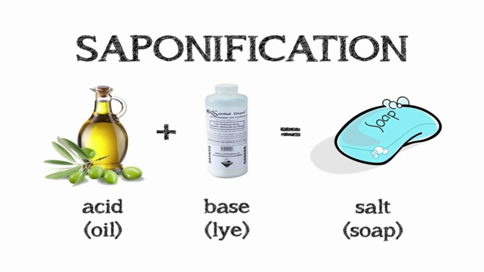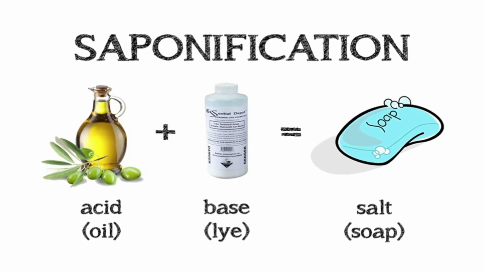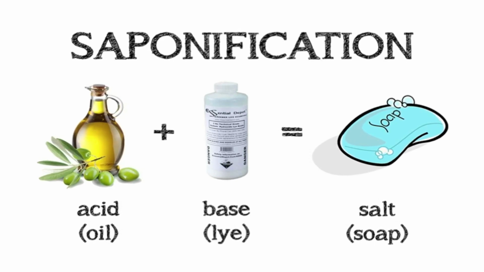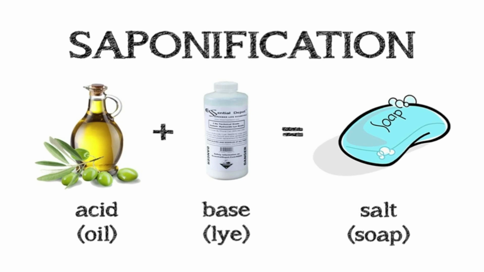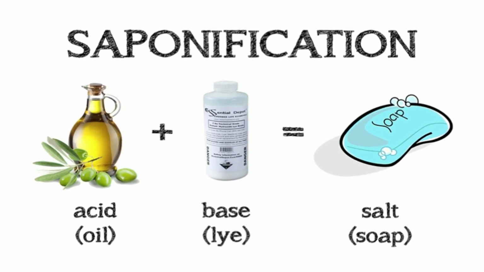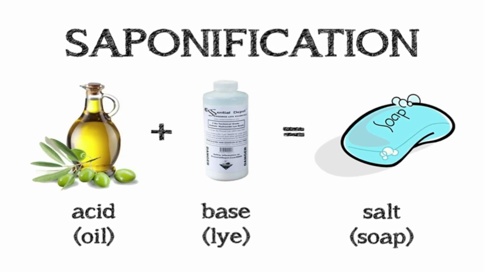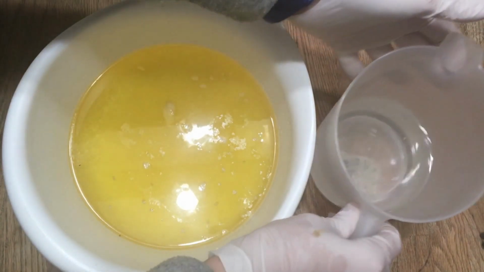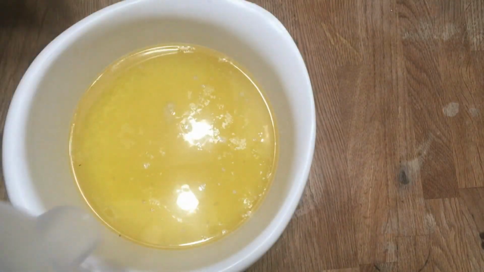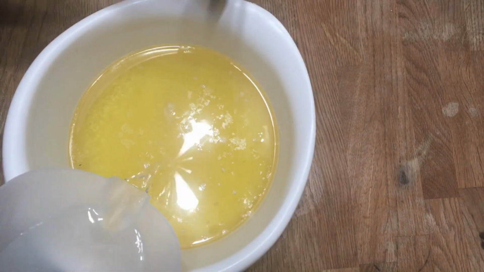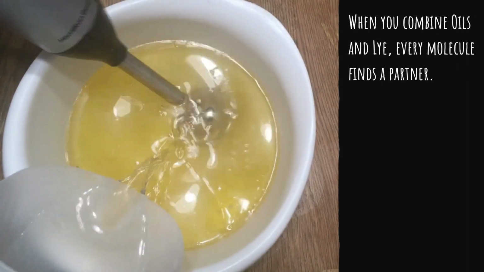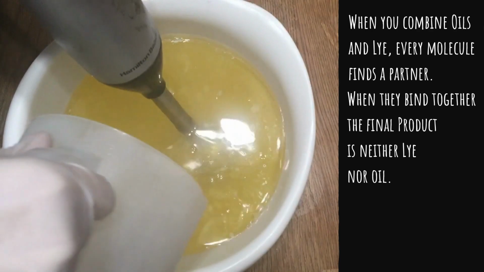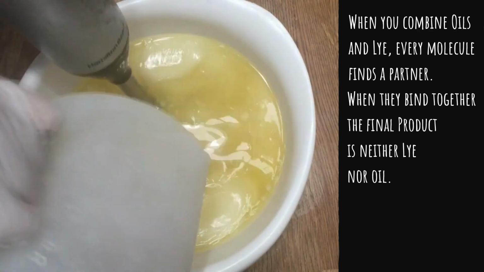Oil is a triglyceride. Sometimes you'll hear people refer to it as a fatty acid. When it reacts with lye, the compound molecules break apart and rebind into a different combination. When new molecules are formed, the result is glycerol and soap. Now in this course, you don't need to know the detailed chemistry to make soap for yourself. The important thing to know is that when you combine oils and lye, every molecule finds a partner, and when they bind together, the final product is neither lye nor oil.